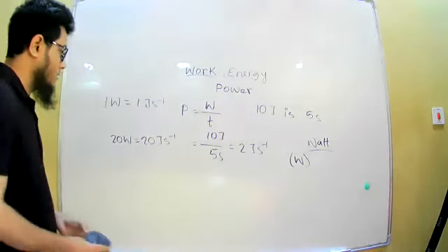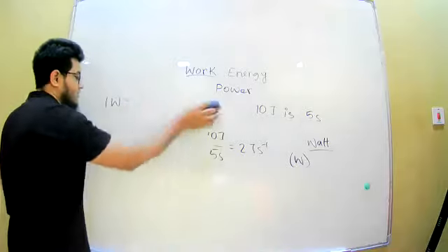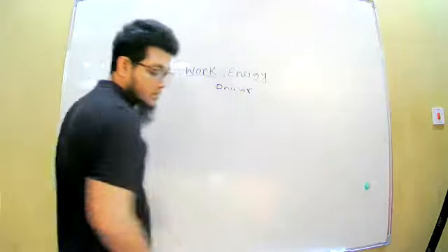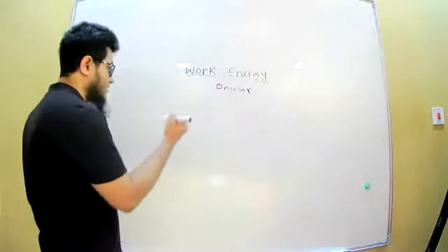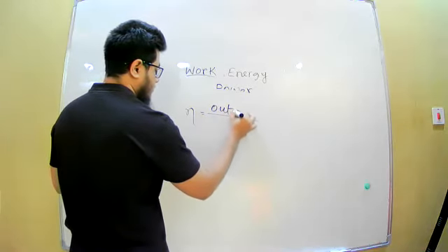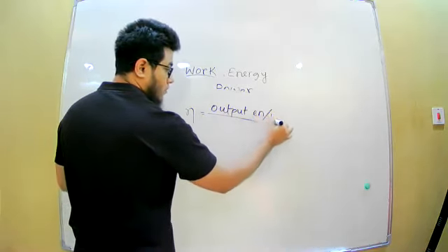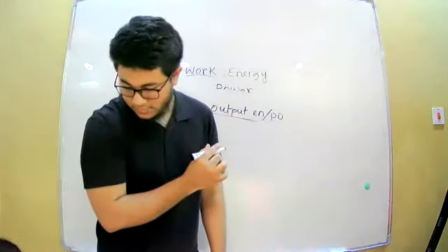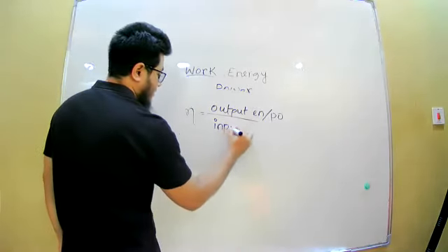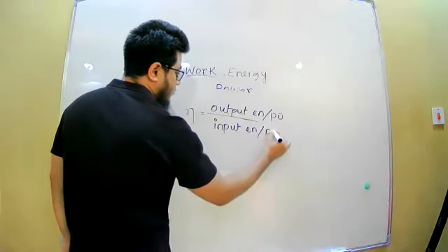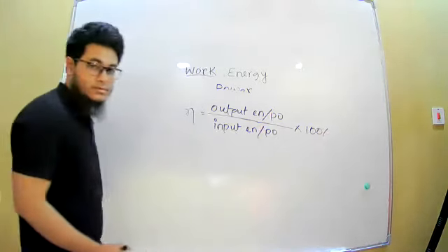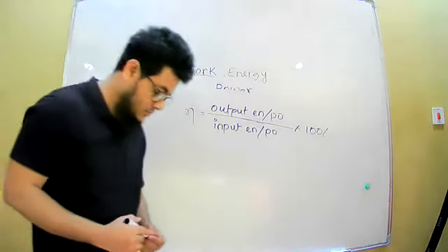The last topic that we have in this chapter is efficiency. Efficiency, eta, is equal to output energy or power divided by input energy or power. And if you want to express it as a percentage, then you have to multiply by 100.